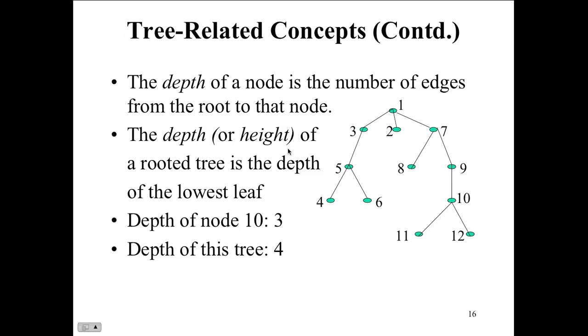The depth or the height of the rooted tree is the depth of the lowest leaf, so the height of the tree is 4. And node 10 is at level 3, 1, 2, 3. Or you could just simply start counting the nodes starting with 0, 0, 1, 2, 3. Or you could count the edges, 1, 2, 3 edges.